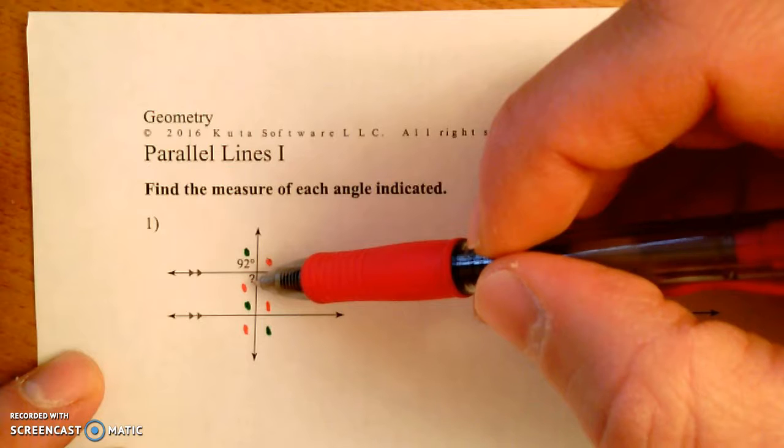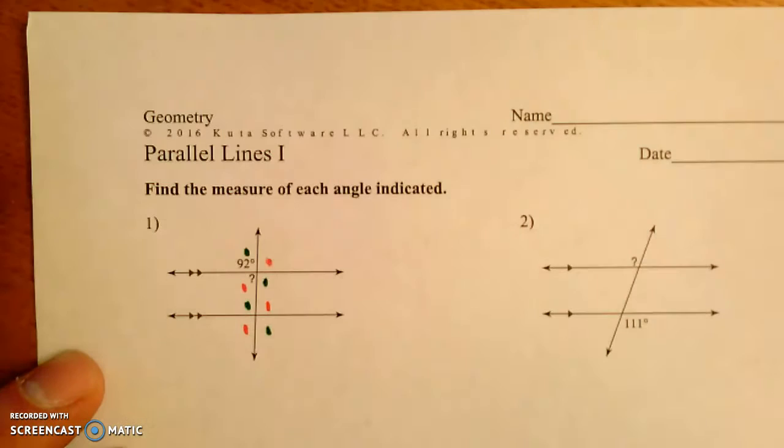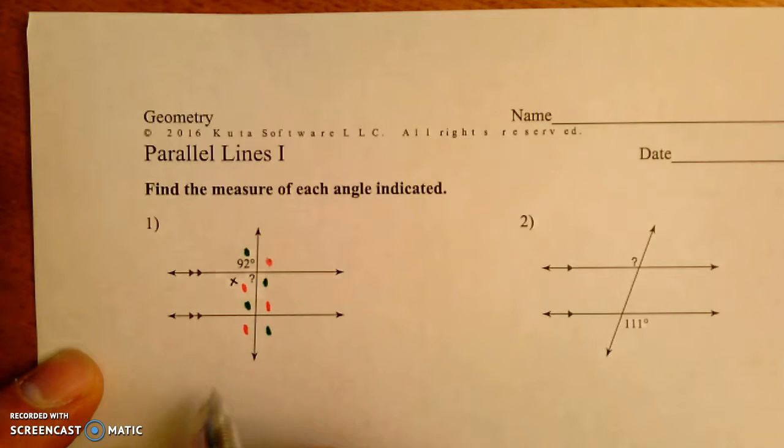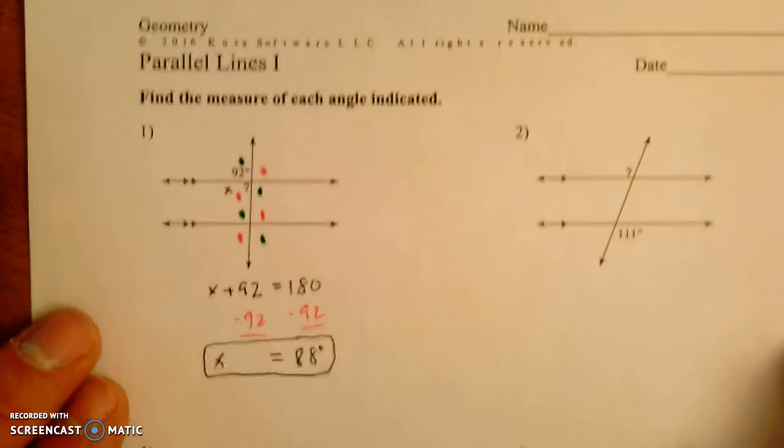So we look here, and our question mark angle is red. Our 92-degree angle is marked green, which means that they're supplementary, and we'll call our question mark angle x. x plus 92 equals 180, and then we'll just subtract 92 from each side, and we end up with x equals 180 minus 92, which is 88 degrees. So the mystery angle is 88 degrees. Oops, down here, 88 degrees.